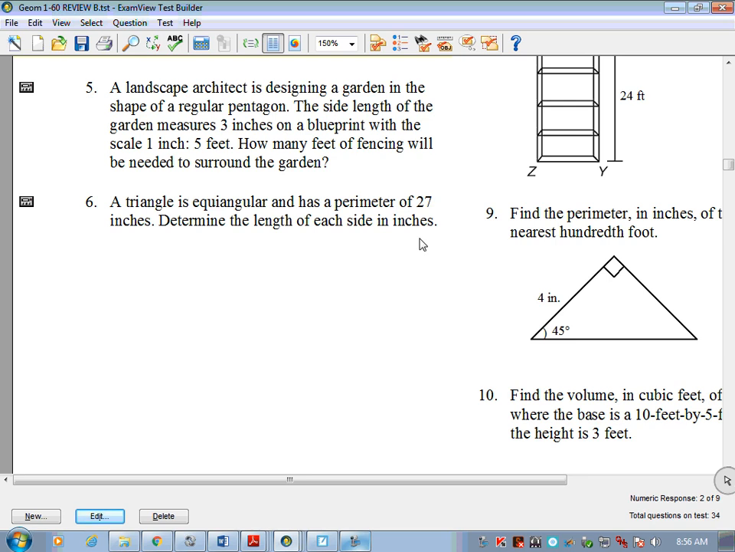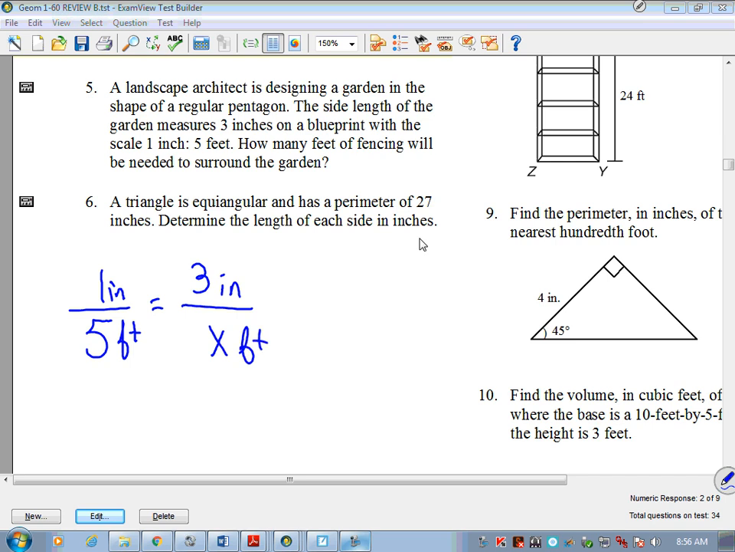The side length of the garden measures 3 inches on a blueprint, with the scale being 1 to 5. I actually don't even have to draw this. We got 1 to 5, 1 inch to 5 feet. How many feet of fencing will be needed to surround the garden? So if the side length of the garden is 3 inches on the blueprint, then what we're going to solve for is how many feet that side is going to be.